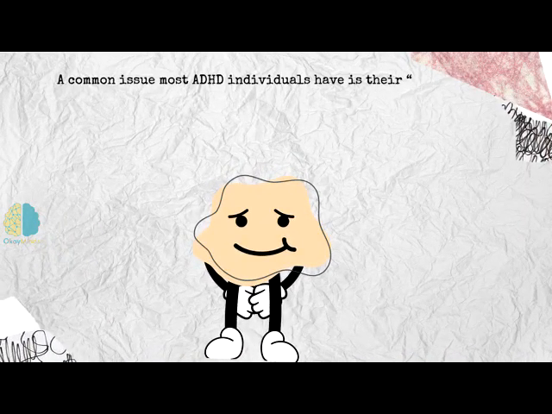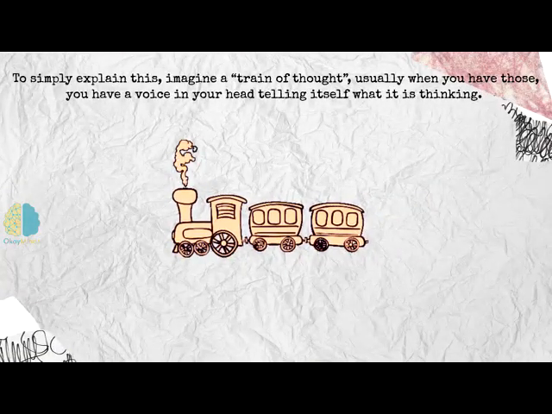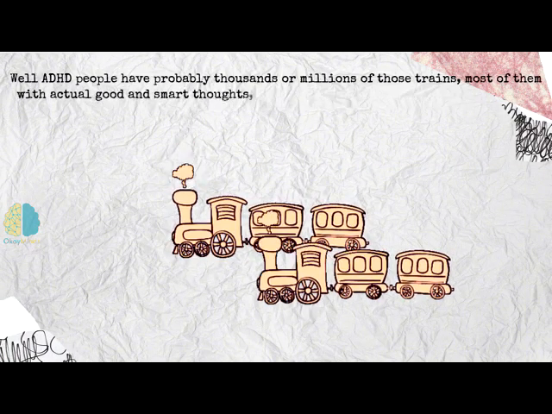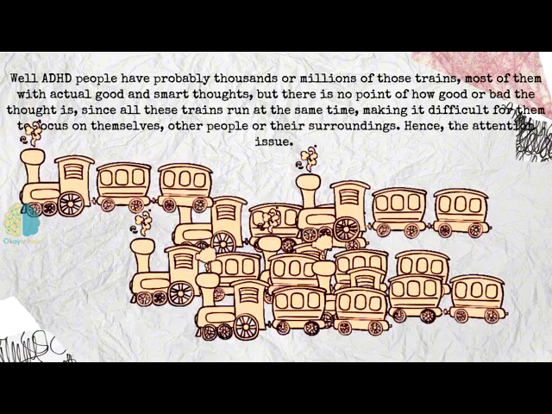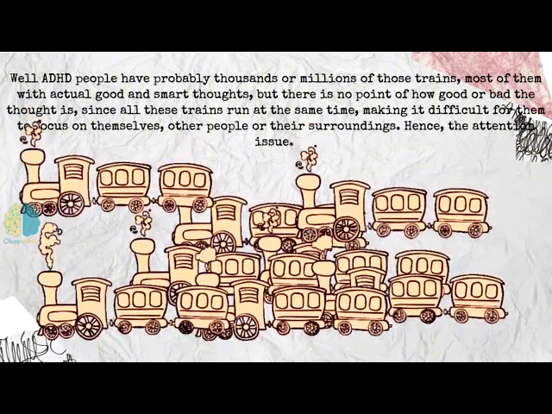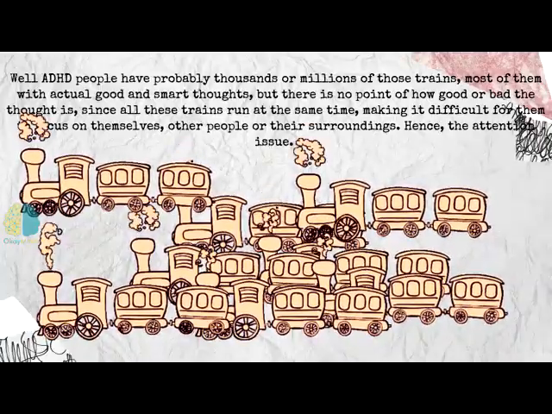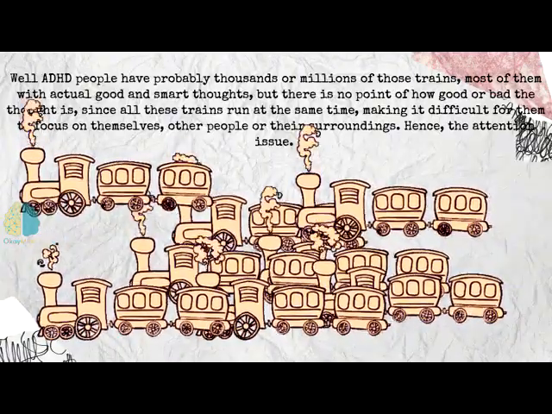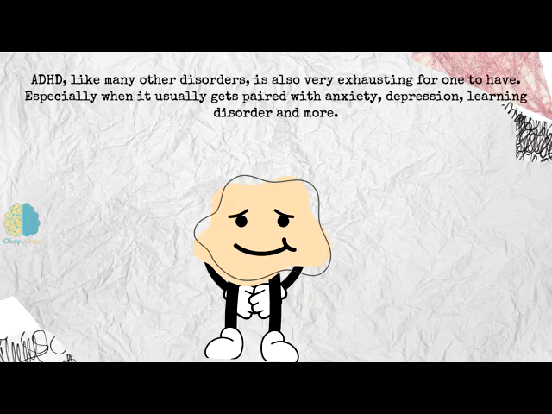A common issue most ADHD individuals have is their loud brain. To simply explain this, imagine a train of thought. Usually when you have those, you have a voice in your head telling itself what it is thinking. Well, ADHD people have probably thousands or millions of those trains, most of them with actual good and smart thoughts, but there is no point of how good or bad the thought is, since all these trains run at the same time, making it difficult for them to focus on themselves, other people, or their surroundings. Hence, the attention issue.